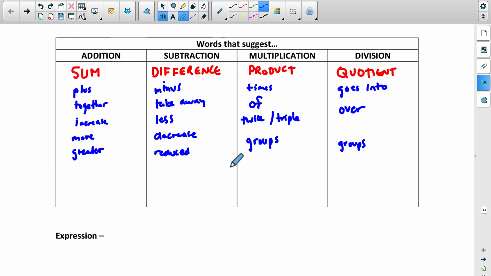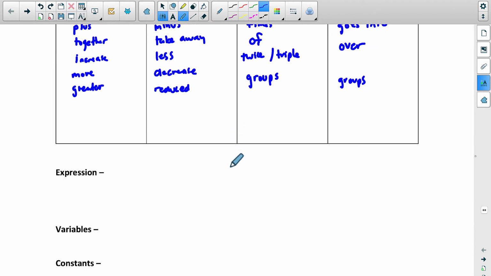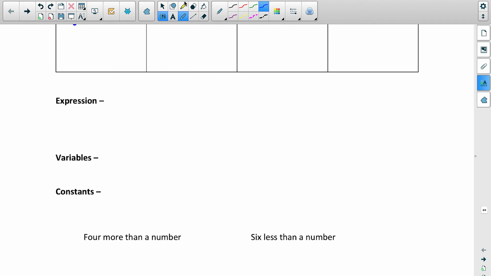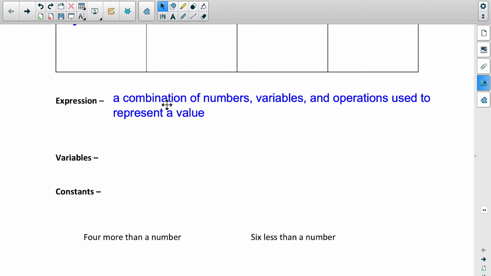Okay, now why have I taken the time to look at all these? Because what we're going to look at is writing expressions, writing algebraic expressions. So what's an algebraic expression? It's a combination of numbers, variables, wait a minute, what are those? We'll get to it in a second. And operations, what are those? Used to represent a value.